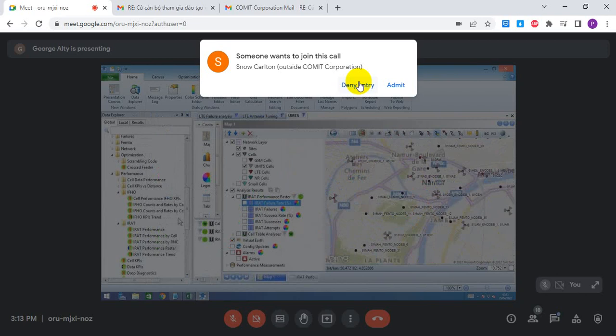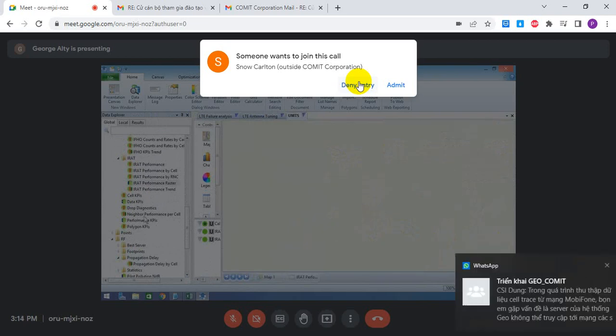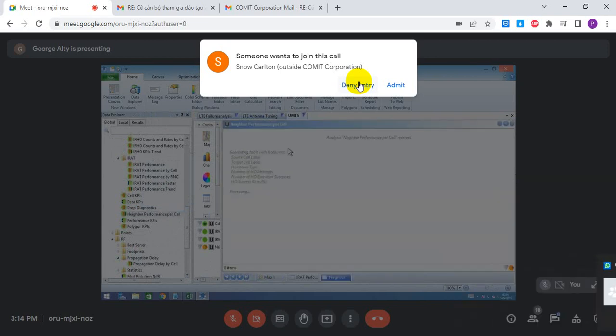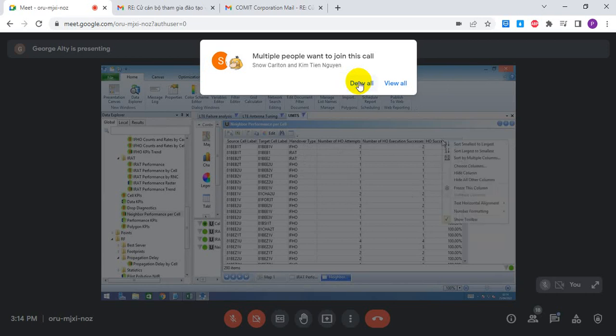So what else is available here? We can look at drop diagnostics. Let's have a look at this. We could have a look at neighbor performance, so we could also look at the neighbor performance of a particular area. So here we go. This is handover performance within the target area of interest. So you can see here the particular handover type that's carried out and the relative success rate.